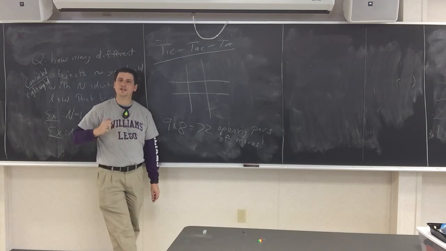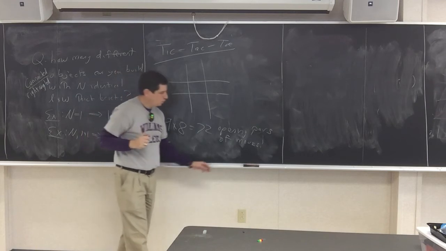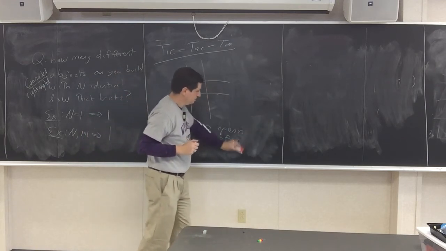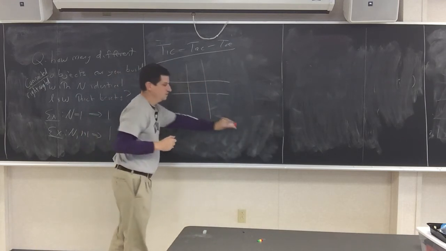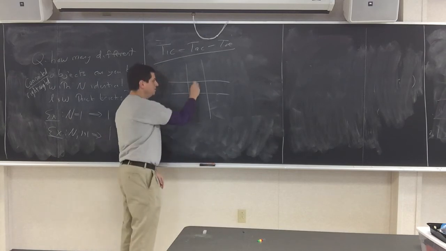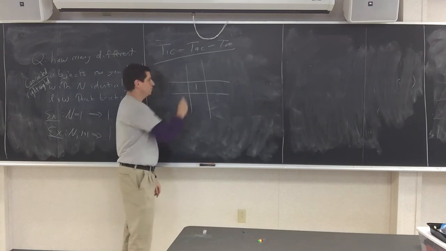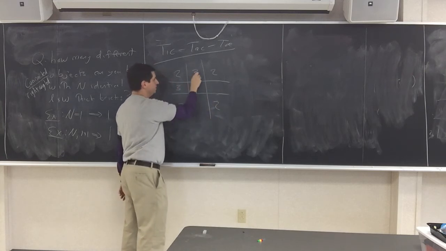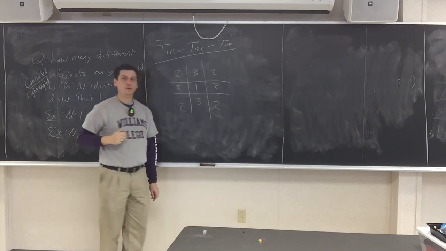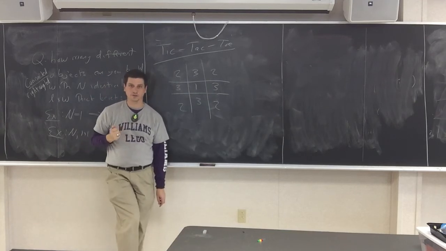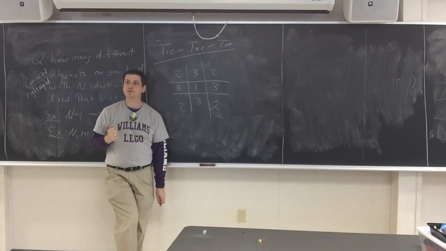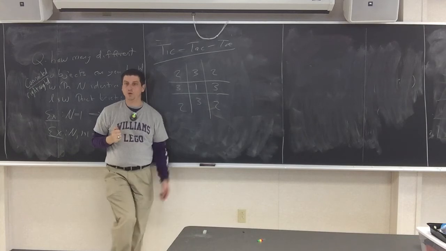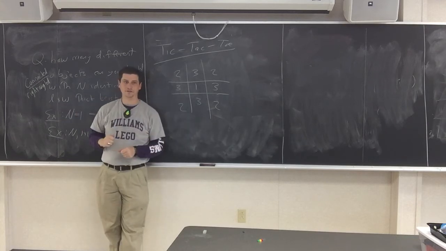How many opening moves are there really in tic-tac-toe? Not 4. 3. What are the 3 opening moves in tic-tac-toe? Center was 1. Corner is 2. And then sides are 3. So there's really only 3 opening moves in tic-tac-toe. How many responses are there? Well, we're now going to have to start breaking into cases.